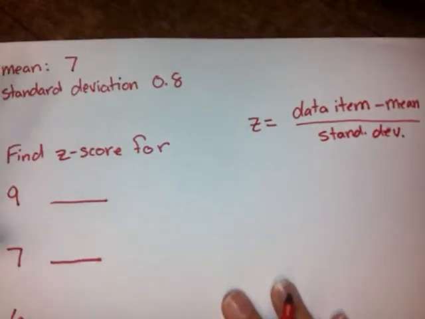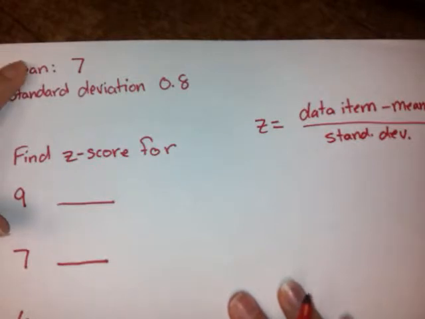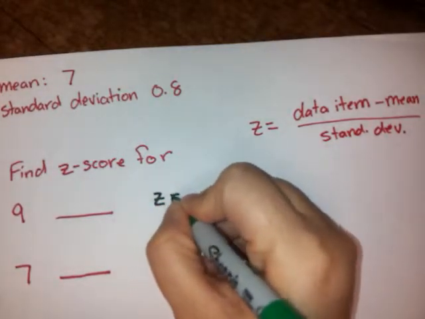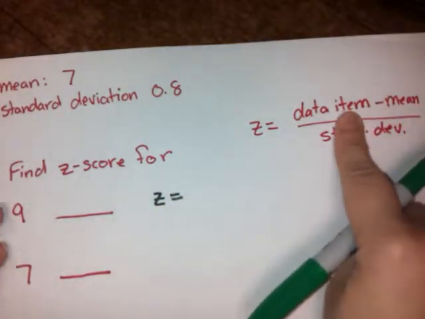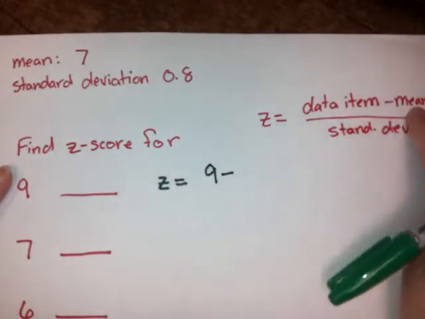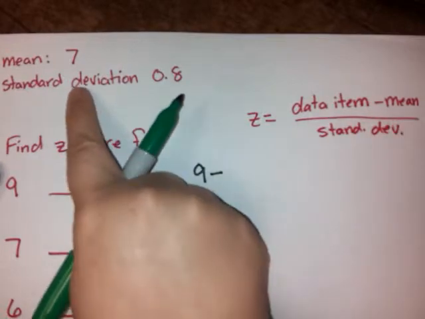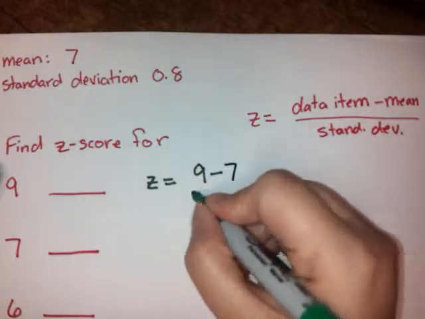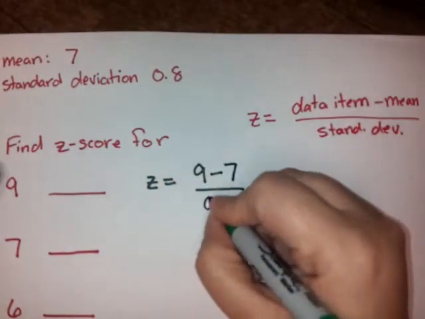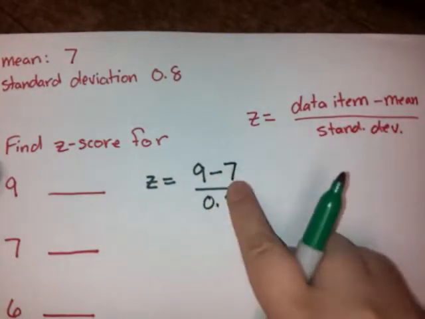So let's go ahead and try this. We have a mean of 7 and a standard deviation of 0.8, and they want us to find the z-score for 9. So in order to do that, I need to find z equals my data item. That's the 9 that they gave me here. So z equals 9 minus the mean. Well, the mean that they gave us was 7. And I need to divide that by the standard deviation. The standard deviation is 0.8. So this is just kind of filling in the blanks.